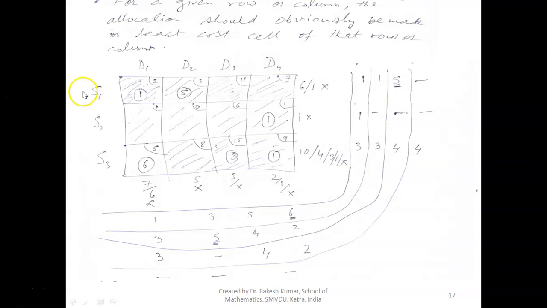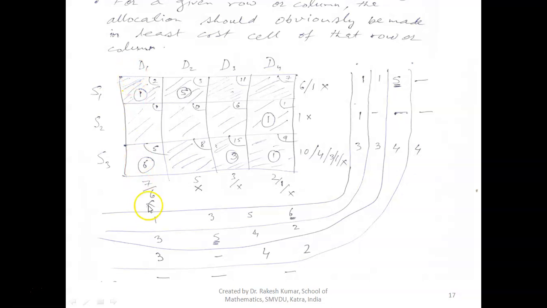Suppose let us see this table, and find the difference between the lowest and the next lower cost. In the first row, what is the lowest cost? It is 2, and the next lower is 3. So 3 minus 2, 1. Similarly, the second row, 1 and 0: 1 minus 0, 1. Third row, 5 and 8: 8 minus 5, 3.